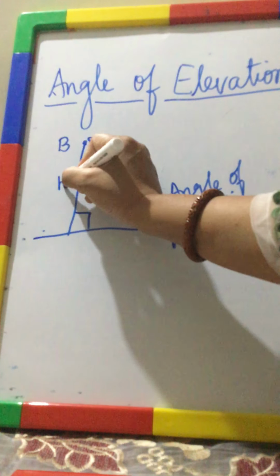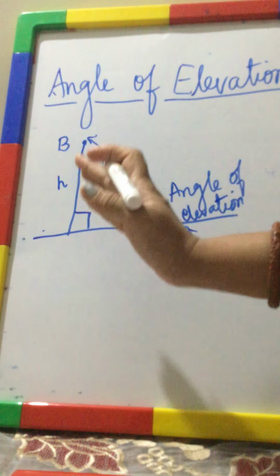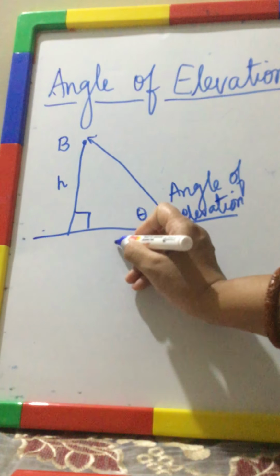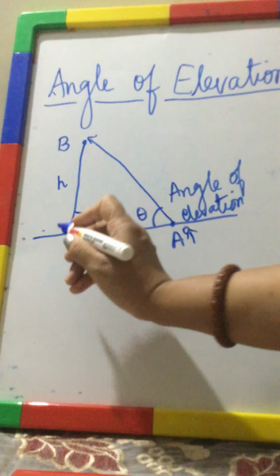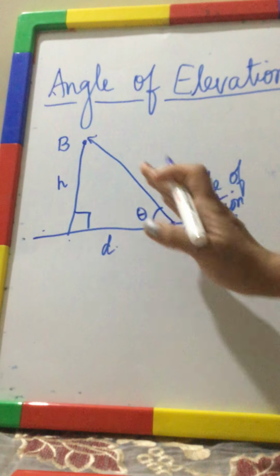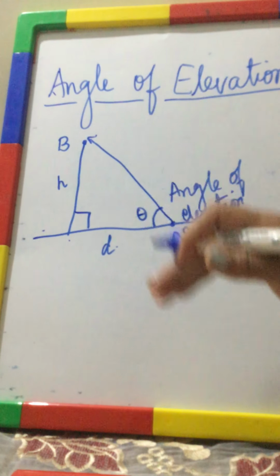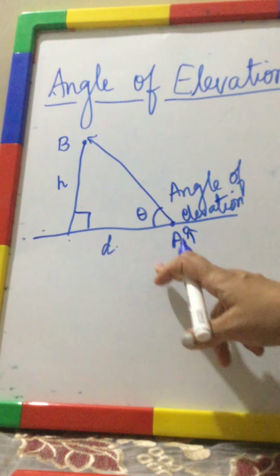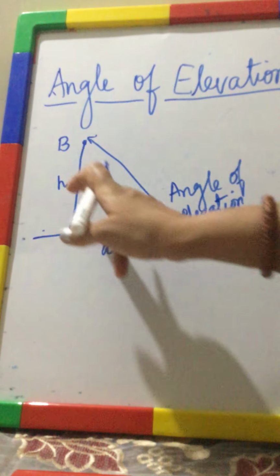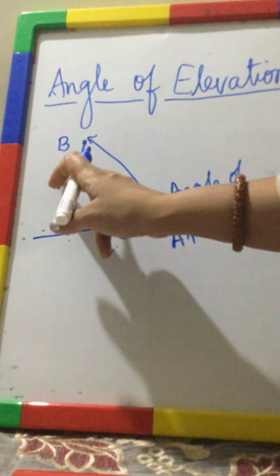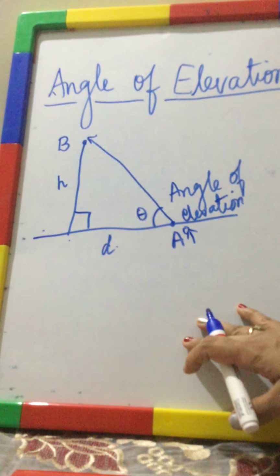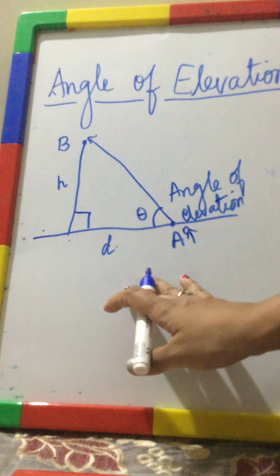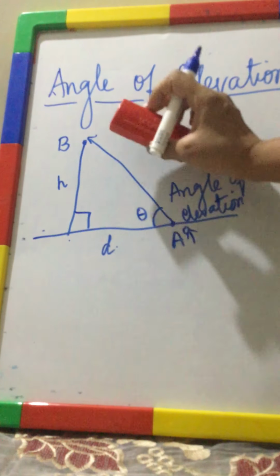This can be the height of the object. This object can be a tower or a tree, or it can be a pole which is standing perpendicular to the ground. This is the distance of the object from the observer, and this is the hypotenuse of this right angle triangle. Now, since we know the table of trigonometric ratios, if we know this angle and the distance, we can find height. If we know this angle and the height, we can find the distance. So, this is called the angle of elevation and it is used to solve the trigonometric height and distance problems.